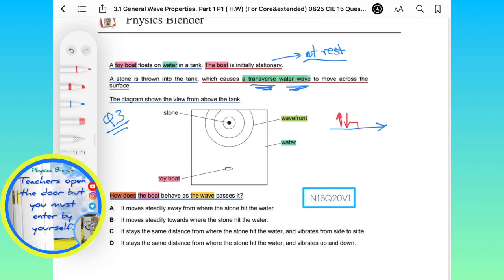So how does the boat behave as the wave passes? Here, the boat will stay, but it will vibrate up and down. So it stays the same distance from where the stone hit the water, and it will vibrate up and down. So it will not move anywhere, just vibrating up and down. Is it clear? So the answer is D.